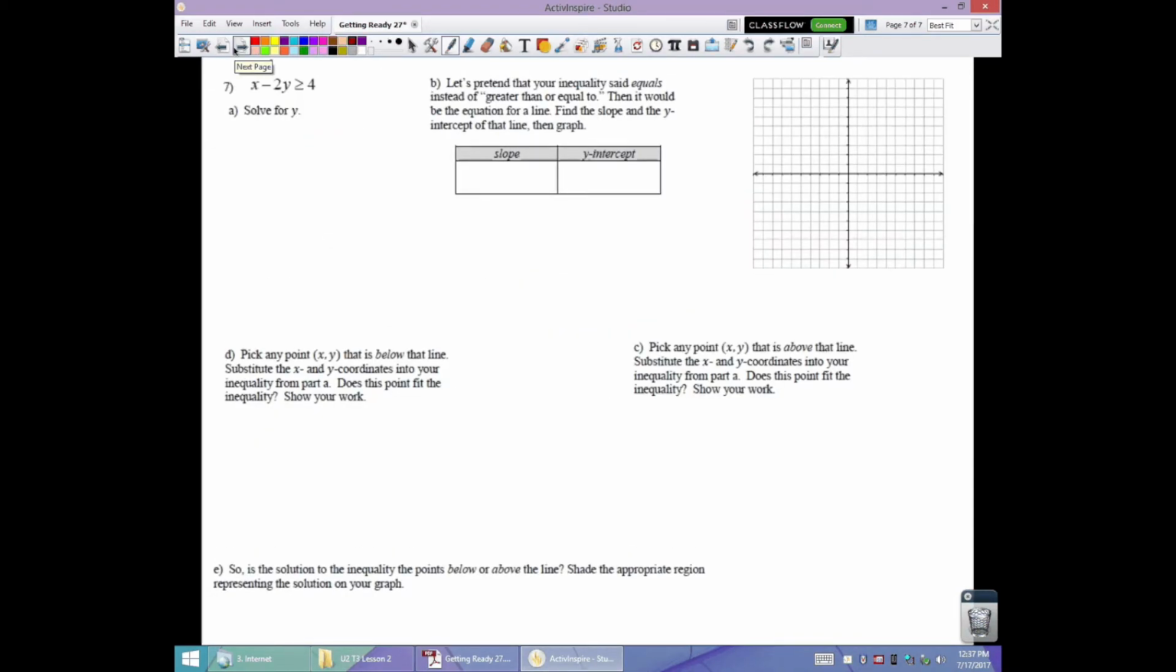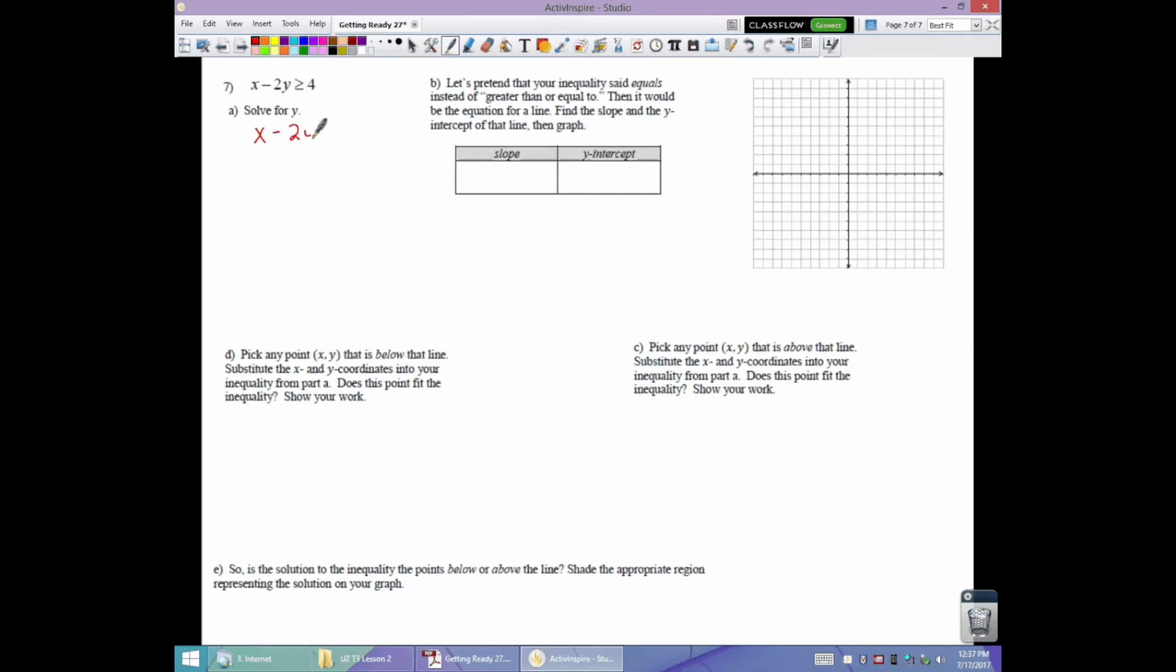Number 7, now, this is the reason that we just reviewed those steps for an inequality in one variable. Now we're going to try it here with 2 variables. It's really just an extension of each of the steps we did there. So we start, part A says to solve for y.